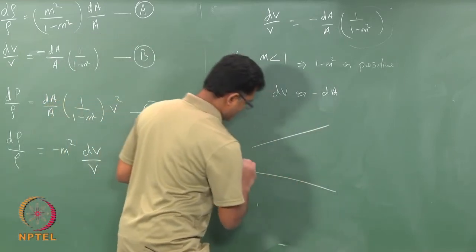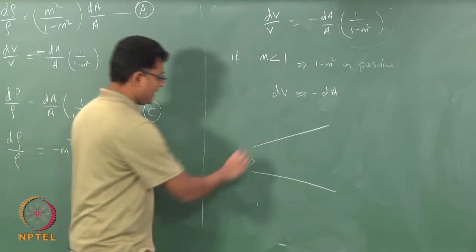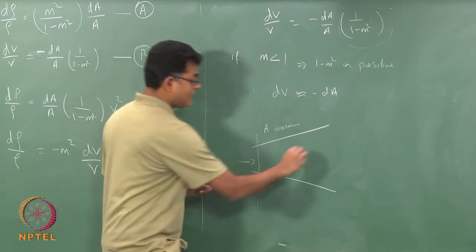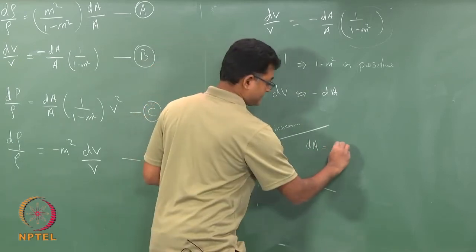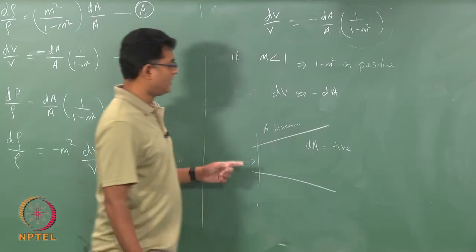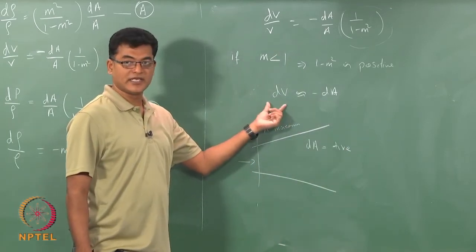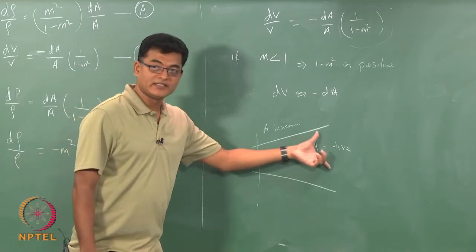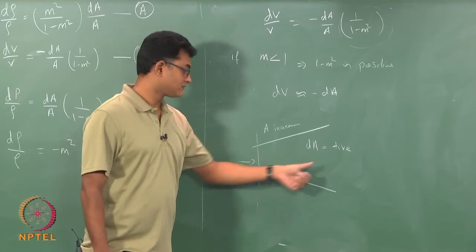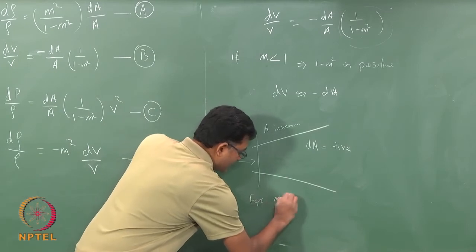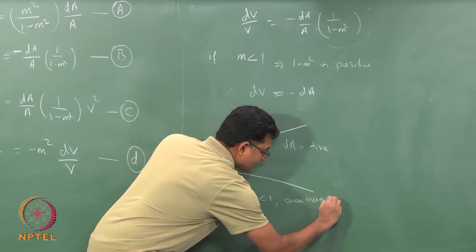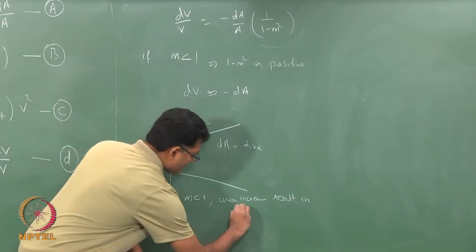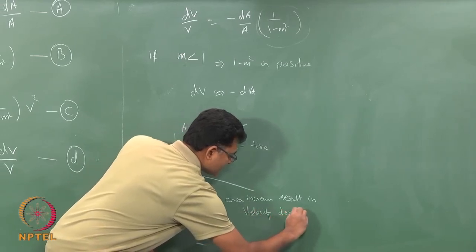If I have a diverging area like this, my area A is increasing along with the flow, which means my dA is positive. So, if dA is positive, then my dV is negative. So, for a condition where m is less than 1, my area increases means my velocity should decrease. For m less than 1, area increase would result in velocity decrease and vice versa.